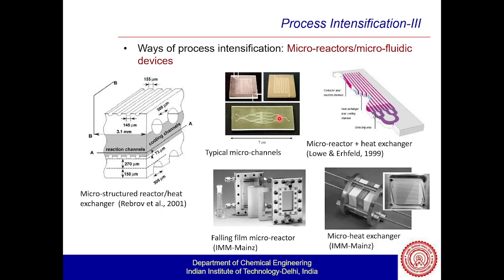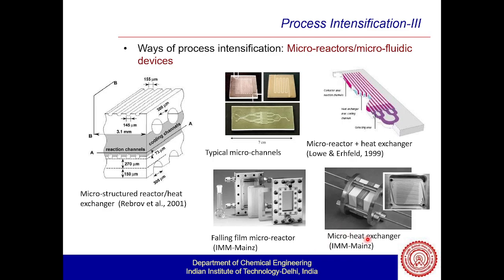And typical microchannels look like this, which is basically a lab on chip kind of thing. And this is a microreactor plus heat exchanger, where the two fluids actually come into contact with each other and then they exchange heat between the two fluids by using a microchannel. And this one is a falling film microreactor, where we inject gas and the liquid. The liquid actually forms a film here. The gas comes in contact with it and then they react and they come out as a product.